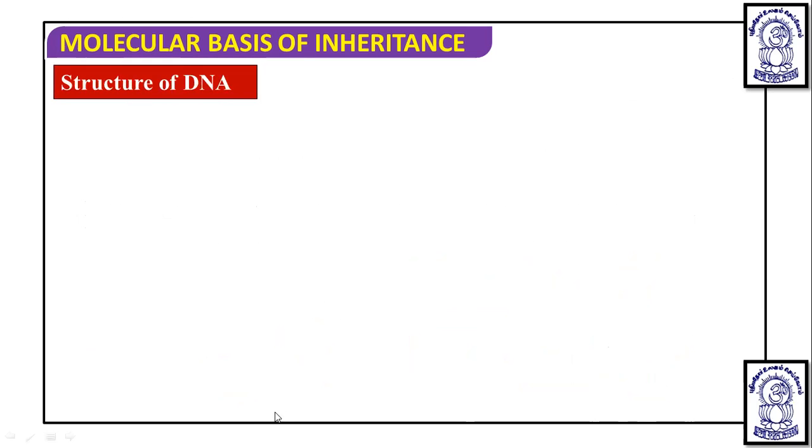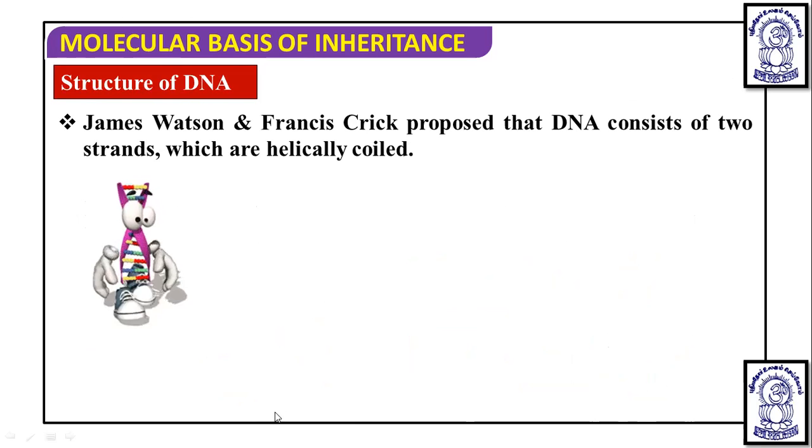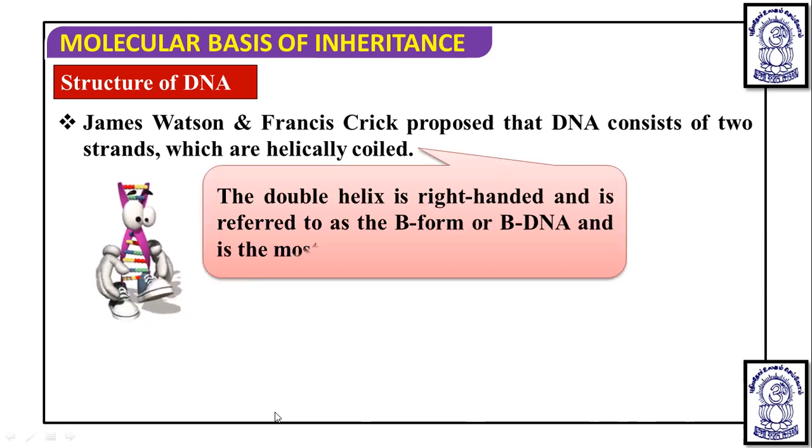Now, if we talk about the structure of DNA which is based on this particular complementarity as well, Watson and Crick proposed that DNA consists of two strands. Based on all this information, the X-ray diffraction data, Irving Chargaff's rule and these complementarity things, James Watson and Francis Crick proposed that DNA consists of two strands which are helically coiled around each other. The double helix is right-handed and is referred to as the B form of DNA.